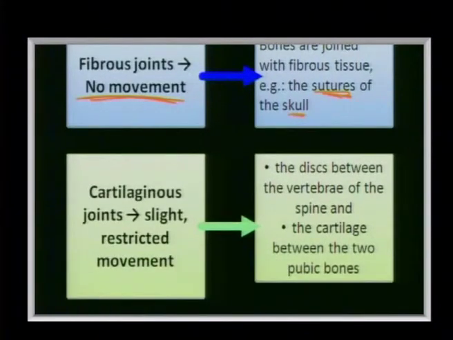Then we've got cartilaginous joints. Now cartilage has got some restricted movement and it's slight. And those are the discs between the vertebra of the spine and also the cartilage between the pubic bones. Now your pubic bone is where you've got the two parts of the pelvis as it joins in the front of your pelvis. That join there would be a cartilaginous joint. And it doesn't just move around, but it is slightly flexible.